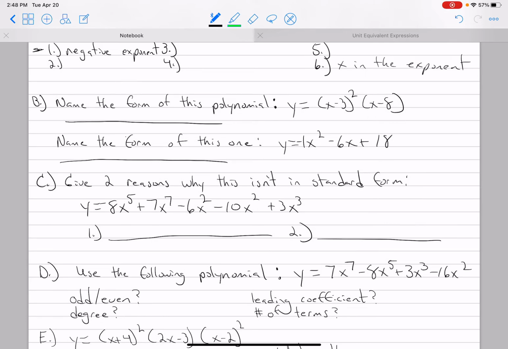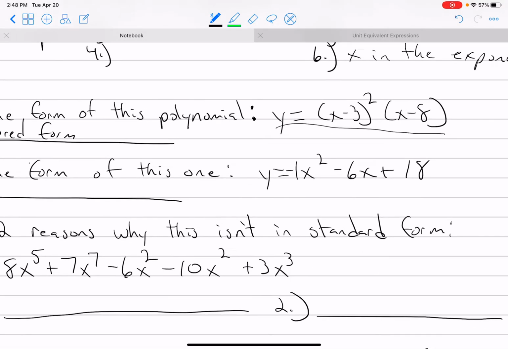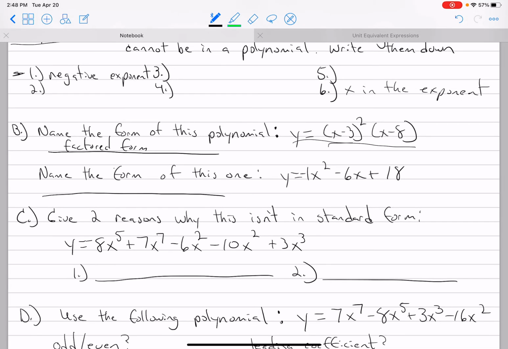B, name the form of this polynomial. Write it down. Name the form before I do. Cool. You did that, and you said that that polynomial was in factored form, right? Because you have, let me make that a little bit smaller, because you have 1, 2 factors right there.